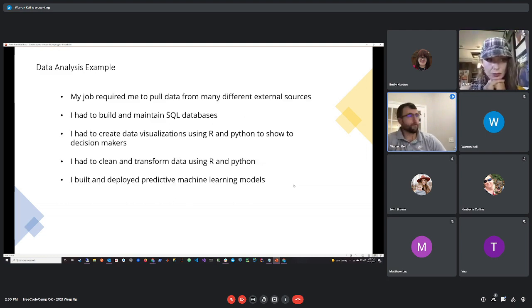So after university, I worked as a data analyst. Even though a data analyst job involves a ton of statistics, math, and machine learning, I was really just coding all day long. I found out my job required me to pull data from many different sources, so I was constantly writing scripts to interact with APIs. I was also responsible for building and maintaining SQL databases and interacting with those. And all the analysis I was doing, we had to share with decision makers, and to do that, you need to write plots. So I was constantly writing plots in R and Python.